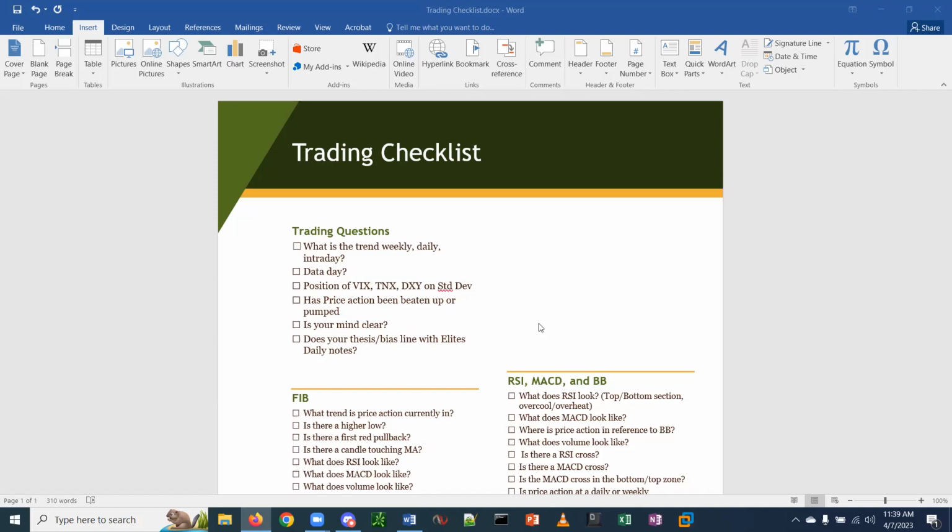And these are some of the questions that I ask myself before going over the daily notes. That's why you see on the bottom right here: does your thesis or bias line up with the elite's daily notes? So coming into the day, you want to try to identify the trend, whether it's up, down, or sideways. Usually what I start off with is weekly. What does that trend look like? Okay, it looks up. Okay, let me see if the daily is in an uptrend. If the daily is in an uptrend, that's 2 uptrends.